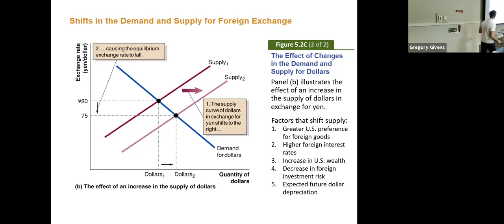And then lastly, we have an expected future dollar depreciation. Talk me through that one. Why does that lead to an increase in the supply of dollars? Jameson? Same principle, just flipped on its head, right? Or actually, you can think of it as kind of selling a stock short, right?